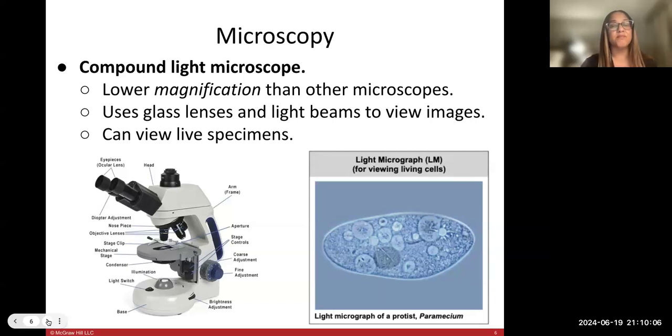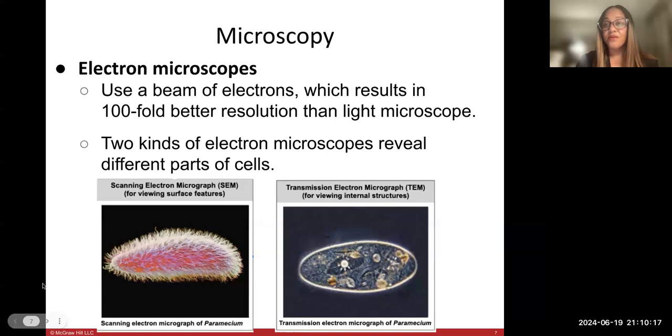In biology classes a lot of the time, a popular lab is to take a drop of pond water, drop it in there and see what little creepy crawlies we can see. There are also electron microscopes. These use a beam of electrons, which result in 100-fold better resolution than a light microscope, but you can't look at anything alive. Anything you look at under an electron microscope has to be dead.